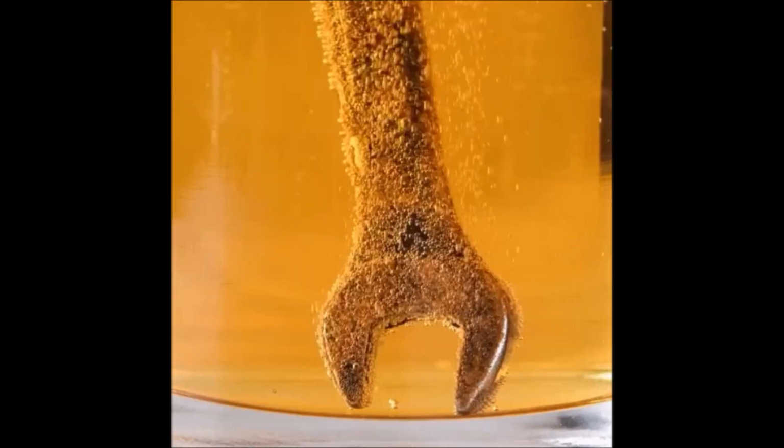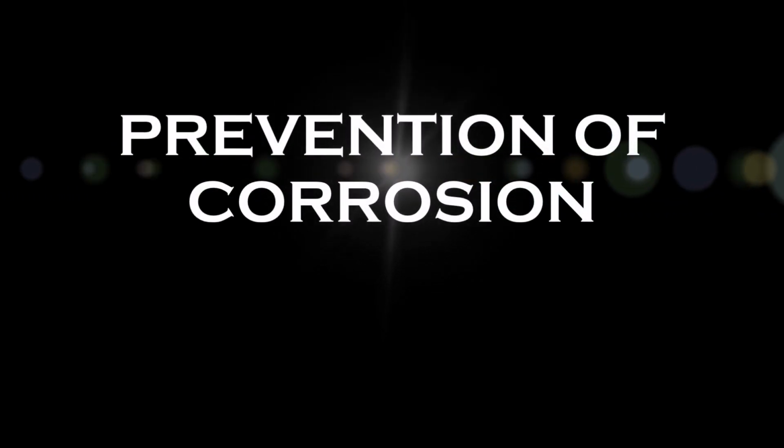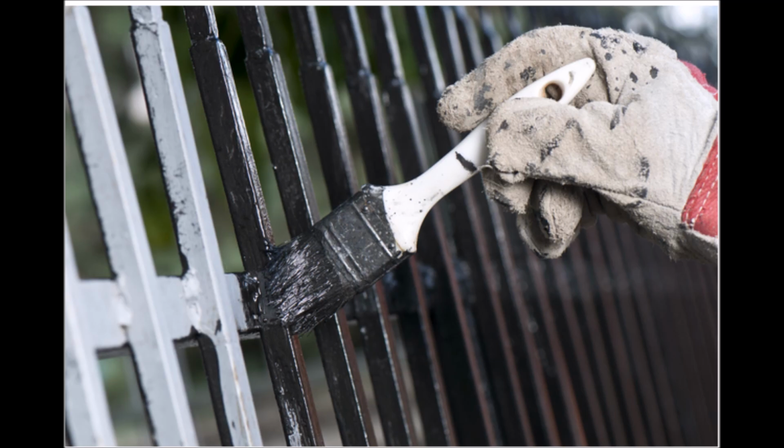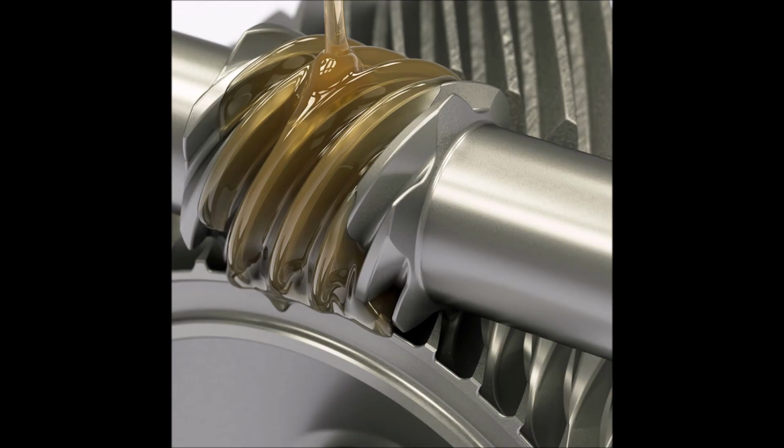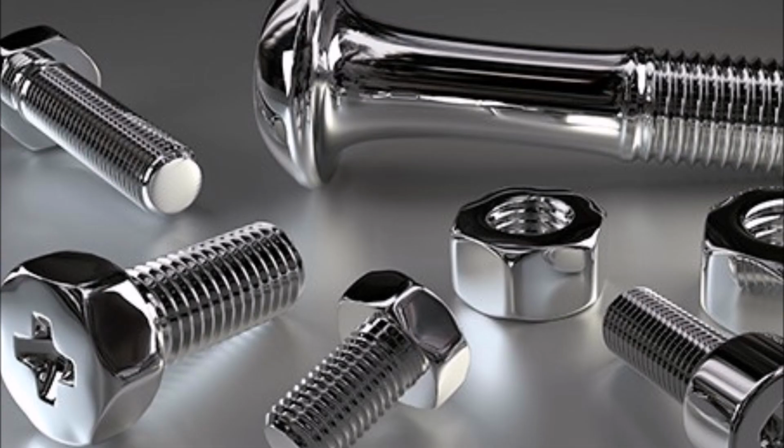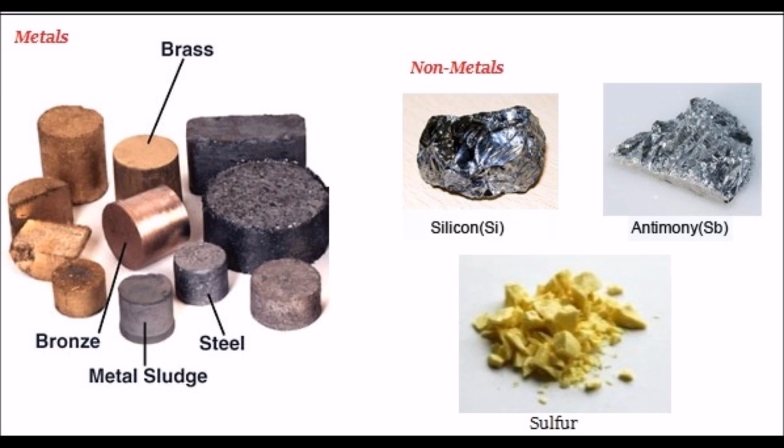Iron, when exposed to moist air for a long time, acquires a coating of a brown flaky substance called rust. Now let's learn about the prevention of corrosion. The rusting of iron can be prevented by painting, oiling, greasing, galvanizing, chrome plating, anodizing or making alloys.